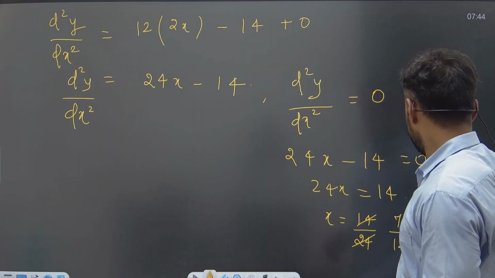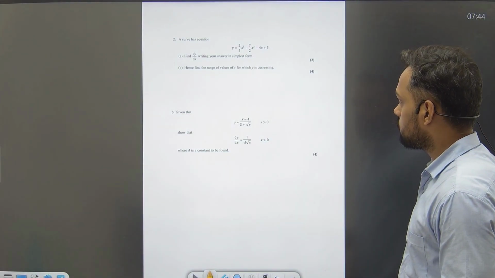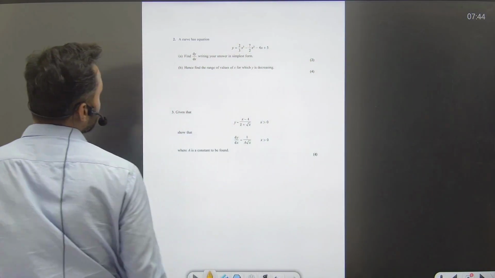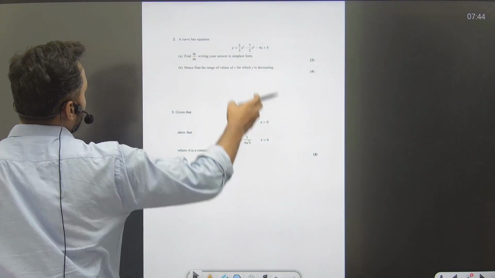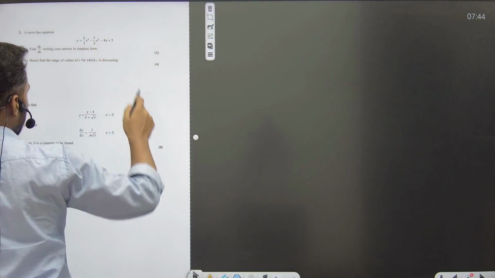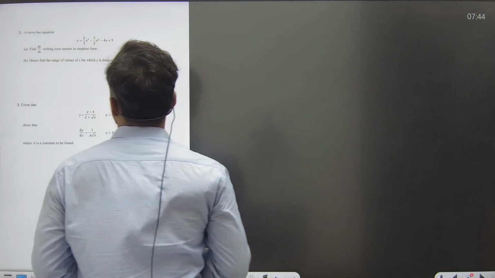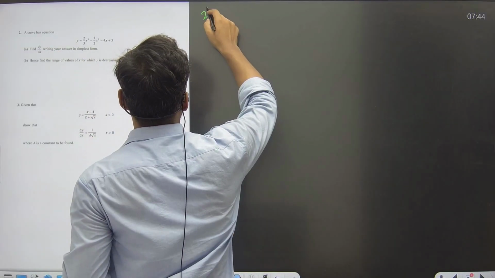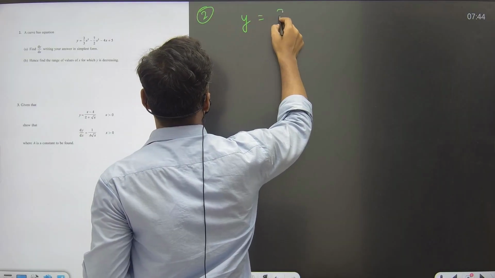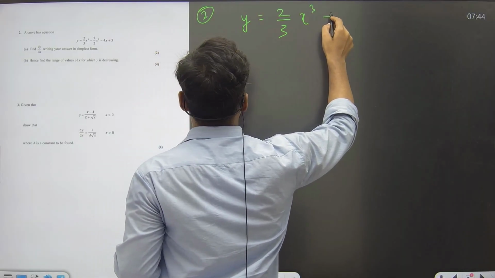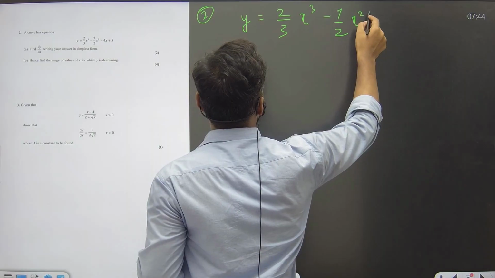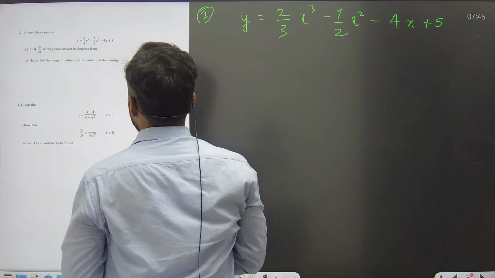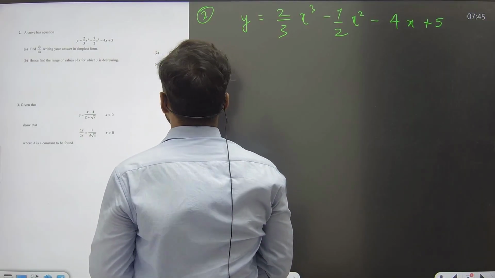Let's move to question number 2. Now let's do this part. A curve has an equation. They have given a certain equation, students. The equation is y equals 2 by 3 x cubed minus 7 by 2 x squared minus 4x plus 5. Find dy by dx, writing your answer in simplest form.